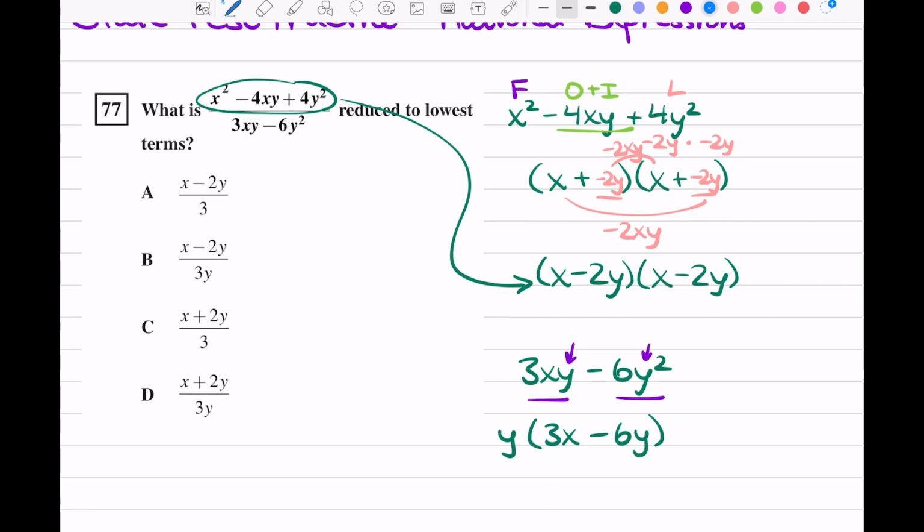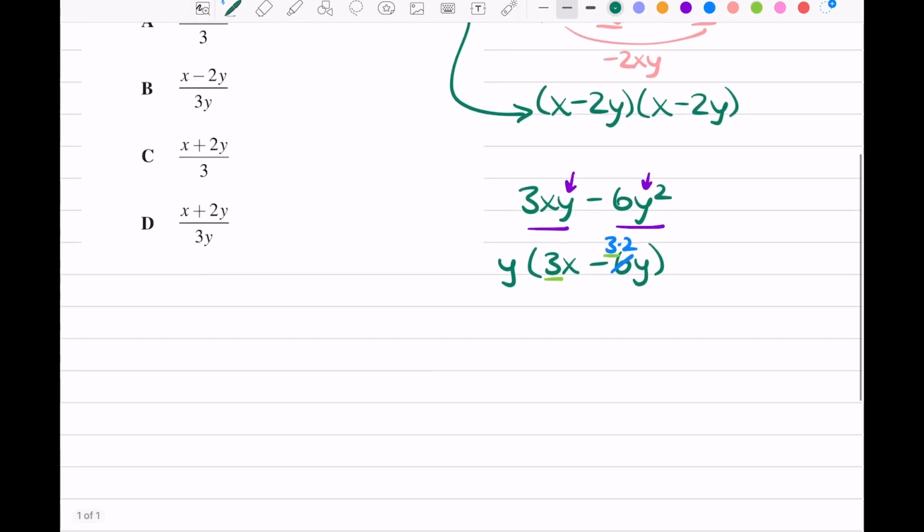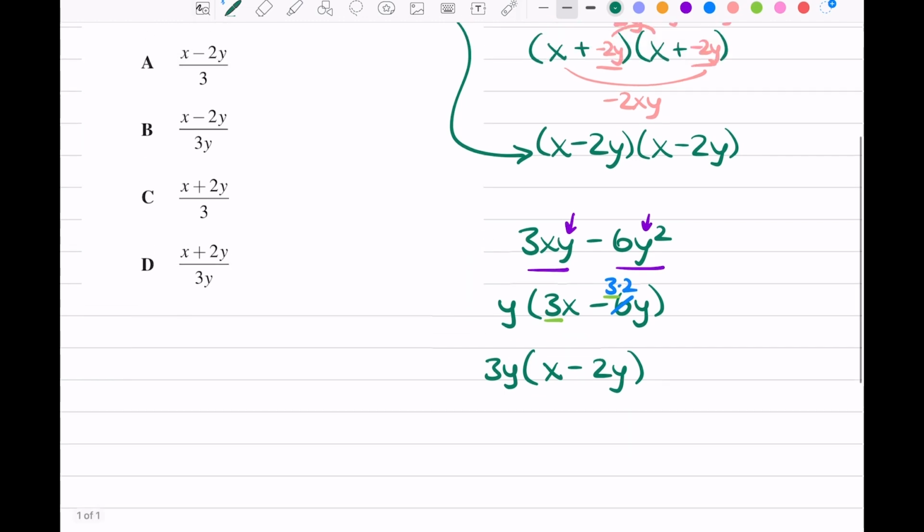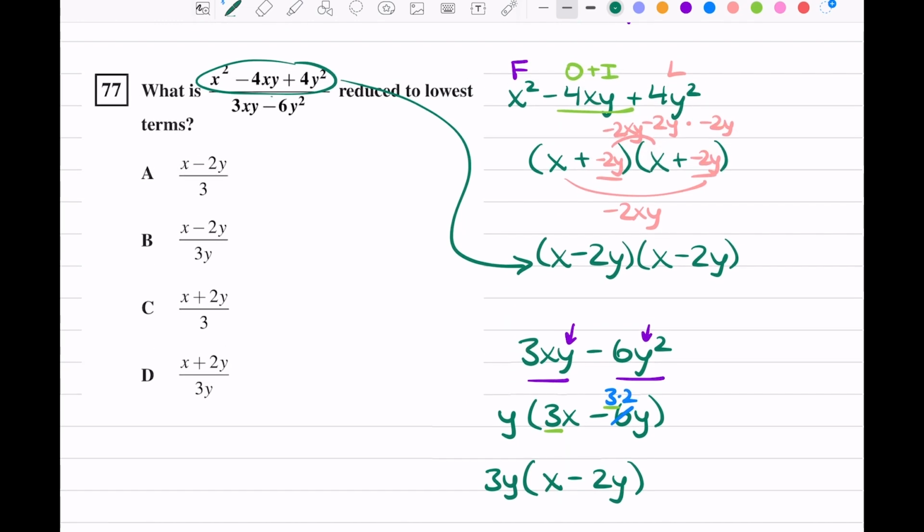And we can actually factor out one more number. 6 is the same as 3 times 2. So now, in each of our pieces, we're multiplying a 3, so we can take that out. Once we take it out, we're left with 3y on the outside, and then x minus 2y on the inside. Again, if you distribute that 3y by each piece on the inside, you'll get back to the original expression. So now we've taken our denominator and turned it into this.